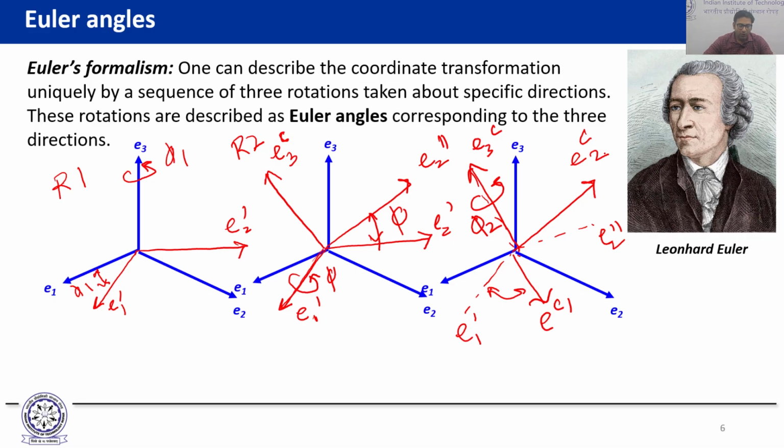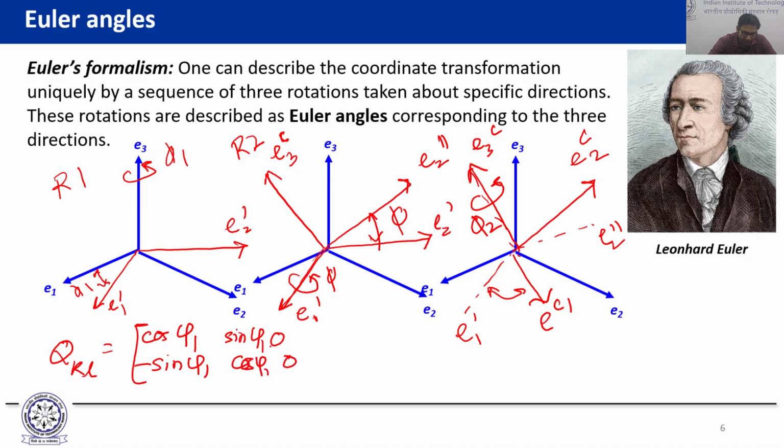So associated with all of these rotations, you can start writing down the transformation matrix. The first transformation matrix is a rotation along this E3. Let me call this Q_KL, and it will be given by cosine phi 1, sine phi 1, 0, and then minus sine phi 1, cosine phi 1, 0, and then 0, 0, and 1.